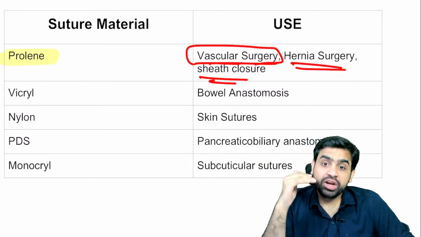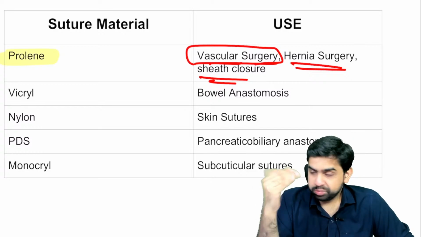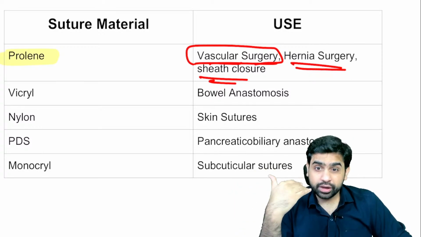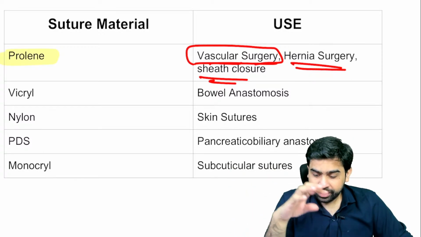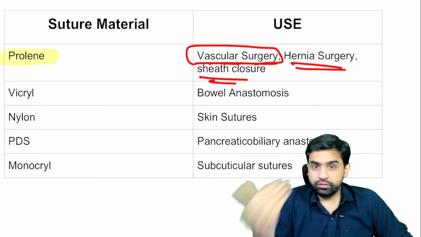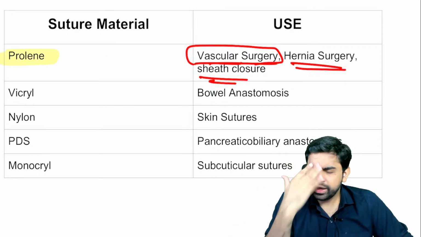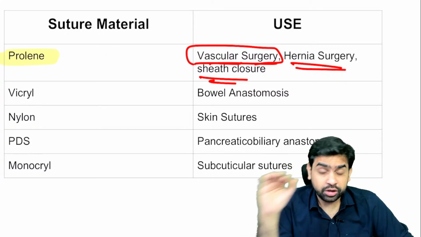Vicryl is basically called the workhorse suture in surgery, right? So what do you understand by this workhorse suture? It basically means that it is the most commonly used suture whenever we do surgery. It can be used for any number of reasons: subcutaneous tissue, bowel, various places.